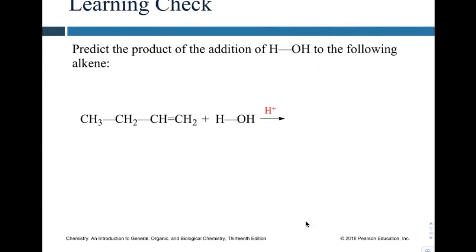So let's predict the product here. So here's our double bond. I know I'm going to have an H on one of these carbons and an OH on the other carbon, because this is a hydration, adding water. This carbon, how many H's does it have? This is one H for this carbon, and this carbon has two H's. So the one with more H's is going to get the hydrogen. The one with fewer H's is going to get the hydroxyl. This is something called Markovnikov's rule.